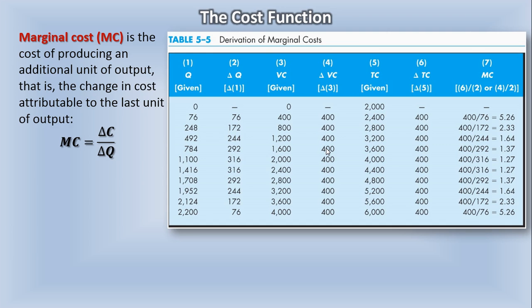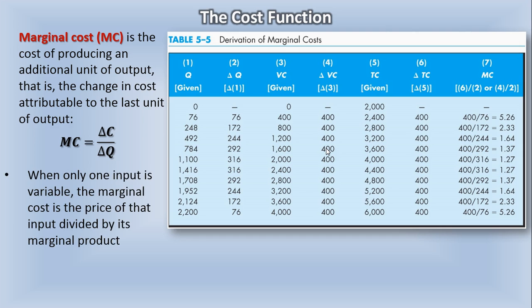So we see that marginal cost is initially going to be decreasing, and then it will start to increase. And again, it has everything to do with the fact that initially you have those increasing returns and then decreasing returns to the input. When only one input is variable, the marginal cost is the price of that input divided by its marginal product. So in this case, we're talking about the marginal product of labor, which is the only input that is being used to expand output.